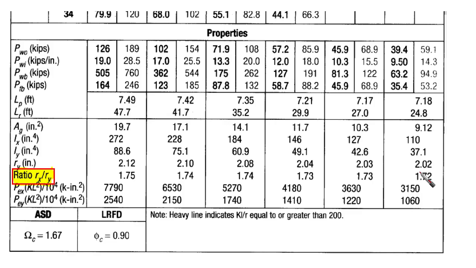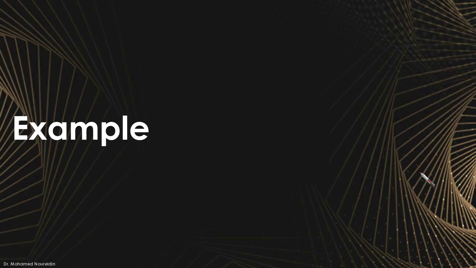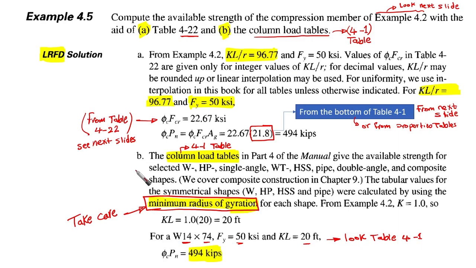Okay, now let's jump into another part. We are ready now, I think, for taking example number 1. In this example, we are going to compute the available strength of the compression member of example 4.2 with the aid of table 4-22 and the column load tables, which is table 4-1. So we have two different ways that we need to go through in order to design.